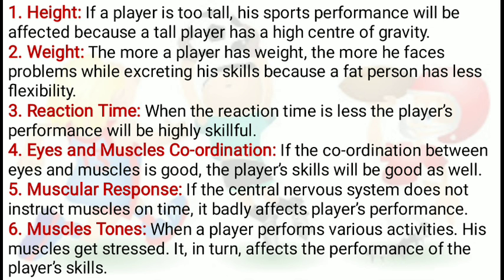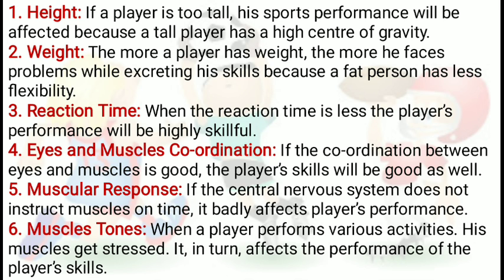Then we have the fourth point, that is eye and muscle coordination. You have seen that many children or players have problems with this eye and muscle coordination. Due to that, they may not be able to learn the skill appropriately. So if the coordination between the eye and muscle is good, the player's skill will be good as well. Then we have muscular response.